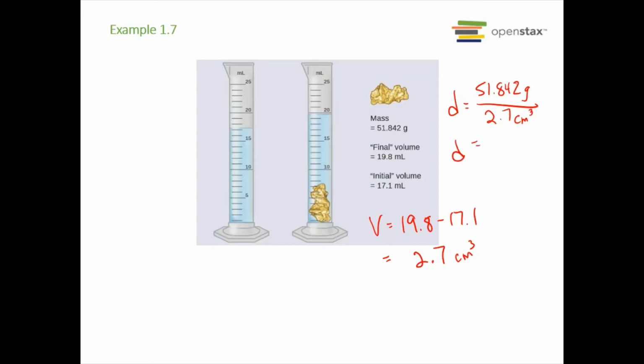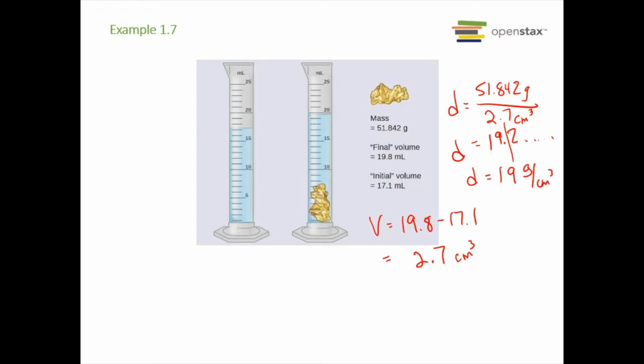Our final answer should have 2 sig figs because our volume is only 2 sig figs. So this comes out to look like 19.2 and so on, but only 2 sig figs, which means that 2 goes bye-bye and this rounds to just be 19 grams per cubic centimeter.